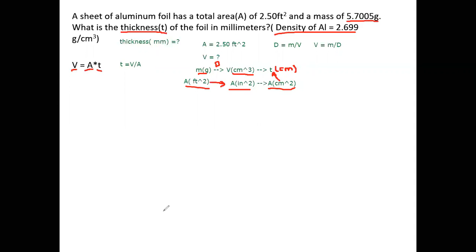Once we have the thickness in centimeters, then we can convert it to the thickness in millimeters. So we're going to do two separate calculations, and then we're going to combine them at the end to get the overall value. Again, we're going to take mass and density to find volume in centimeters cubed. Then we're going to take the surface area, convert it into centimeters squared, because both the volume and the surface area have to have the same base unit. They have to have centimeters. And the reason we're doing this is because thickness is equal to the volume divided by the surface area. Once we do that, we get the thickness in centimeters, and then we can convert it into millimeters.